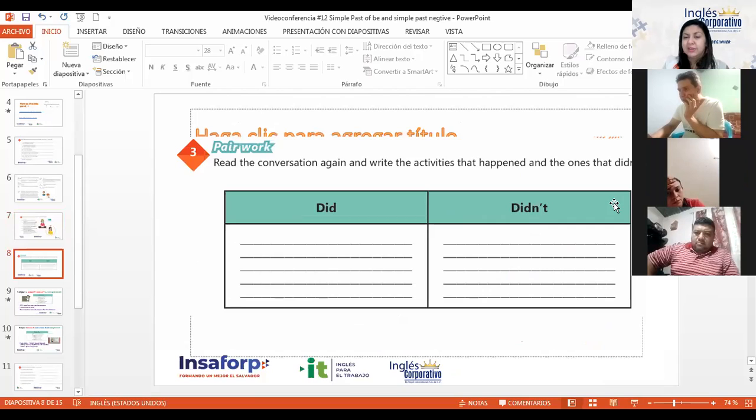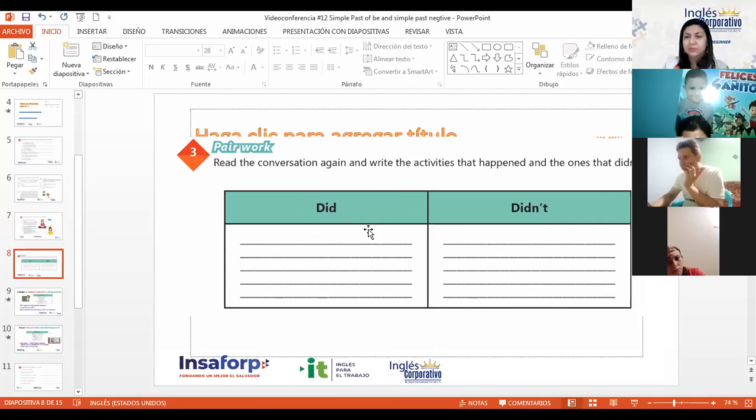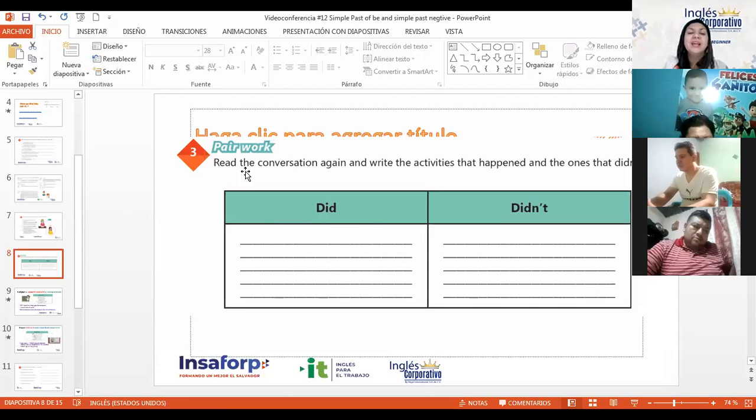Okay, that's why you're gonna write here and here. You write here activities that happened, or activities in the past affirmative, and activities in the past negative. And now, Matias, is it clear? And use did and didn't. Aquí dice, miren, lea la conversación otra vez y escriba las actividades que sucedieron y las que no sucedieron. Aquí solo van a poner las actividades que sí pasaron, o sea, lo que sí se dio, ¿verdad? Y aquí, lo que no, por ejemplo.